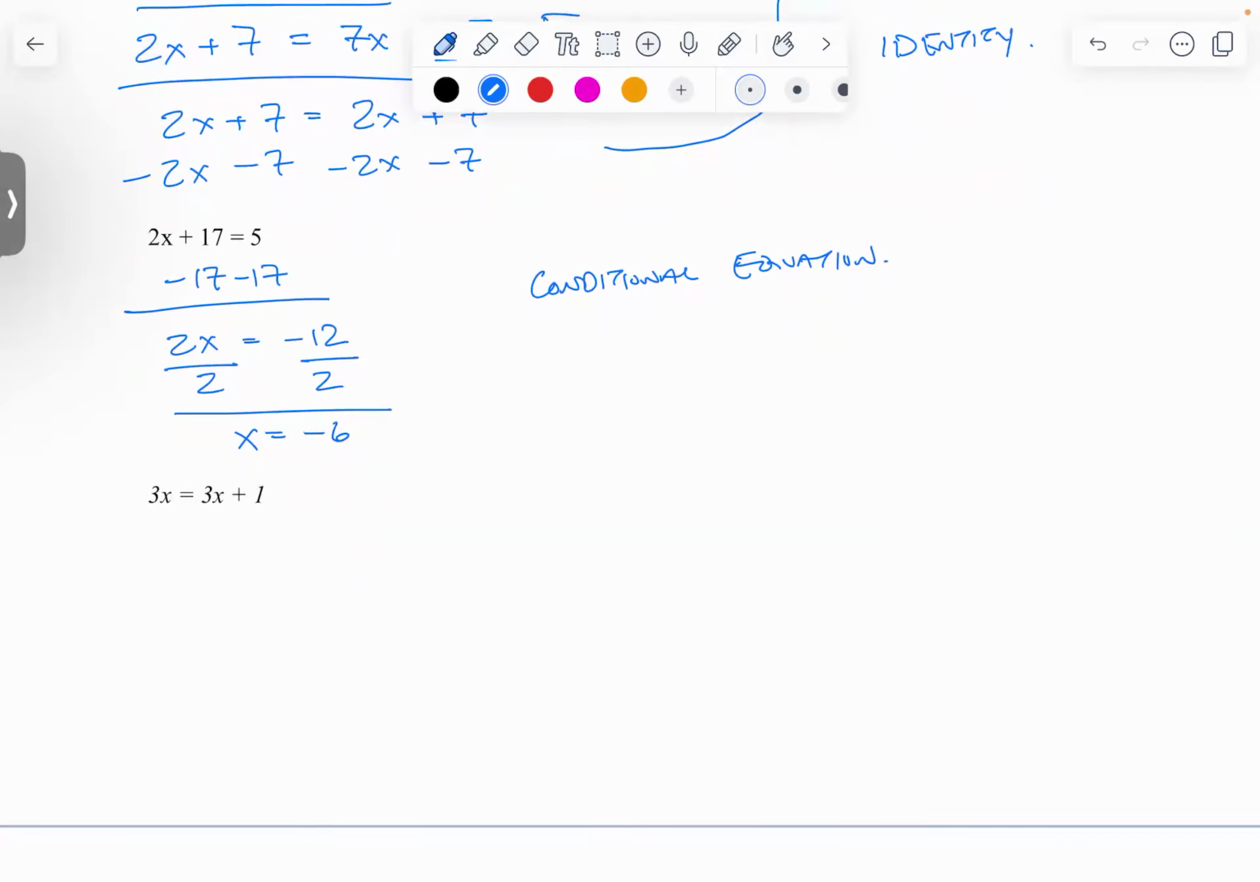All right, then lastly, 3x equals 3x plus 1. Notice subtract 3x from both sides. 0 equals 1. That is never true. That is a contradiction. And basically, that's how you identify them, and you will always identify them in that method.